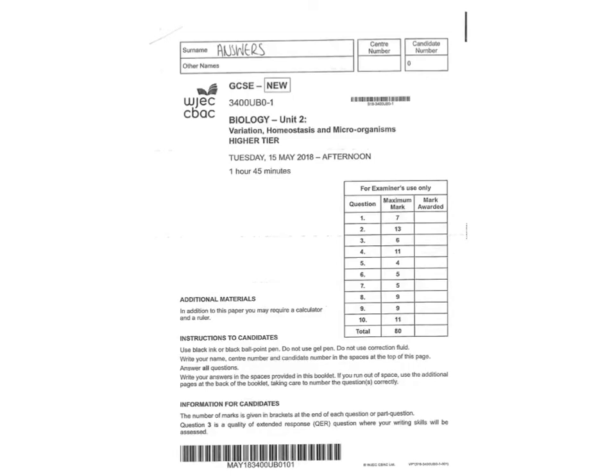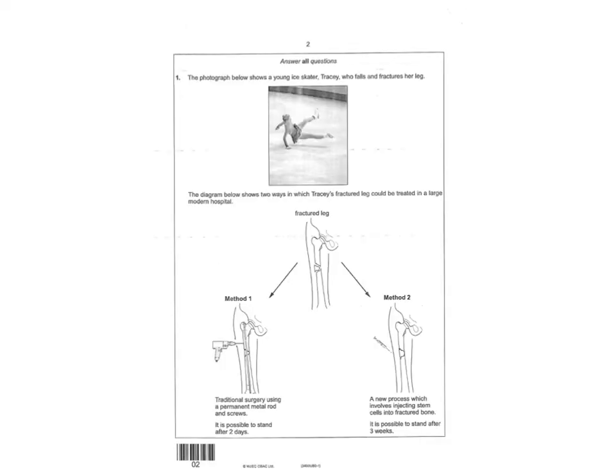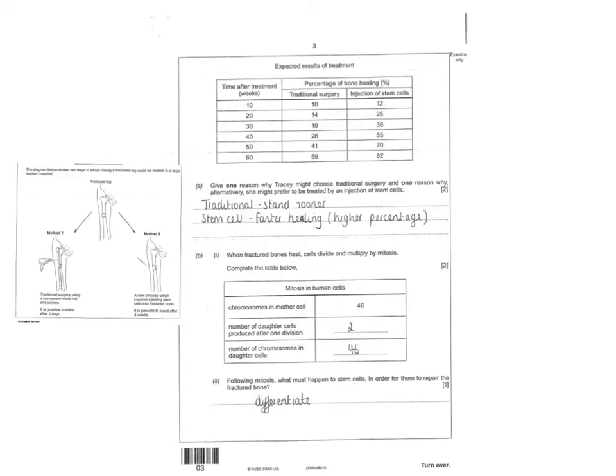Okay, so here are the answers for the Unit 2 Triple Biology Higher Tier 2018 paper. The first question says, the photograph below shows a young ice skater, Tracy, who falls and fractures her leg. The diagram below shows 2 ways in which Tracy's fractured leg could be treated in a large modern hospital. Give one reason why Tracy might choose traditional surgery and one reason why alternatively she might prefer to be treated by an injection of stem cells.